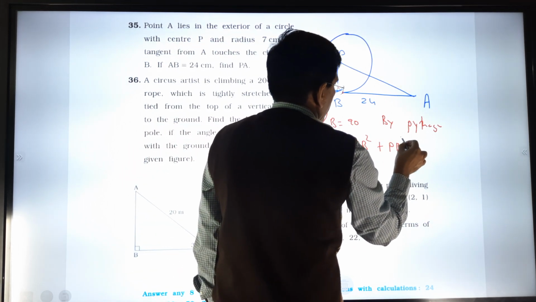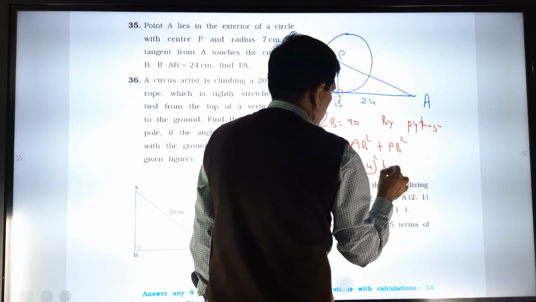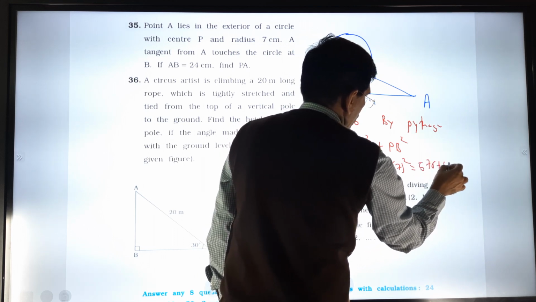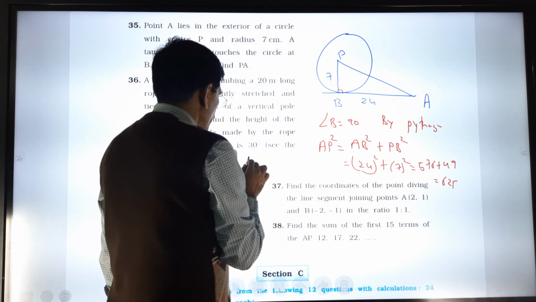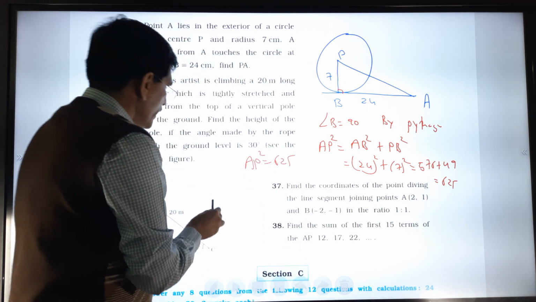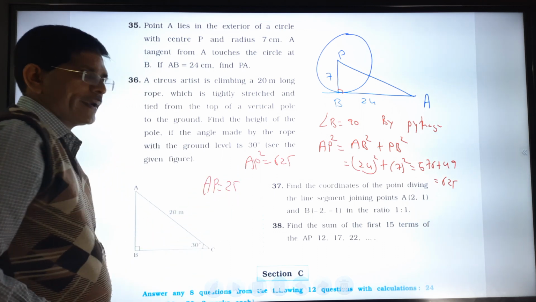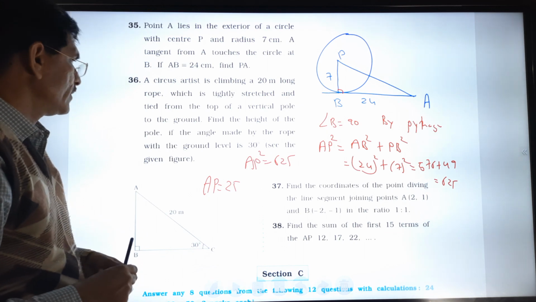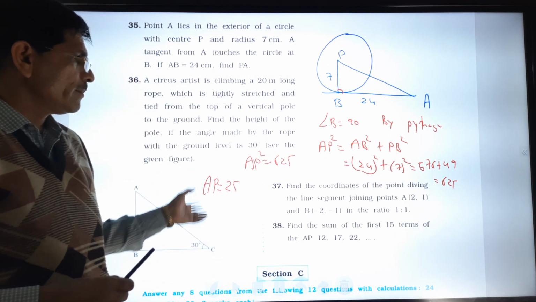plus PB square. So 24 square plus 7 square, that is 576 plus 49, that is 625. So AP square is equal to 625. Then AP is equal to 25. It's a triplet. AP is equal to 25. It's a textual based sum.